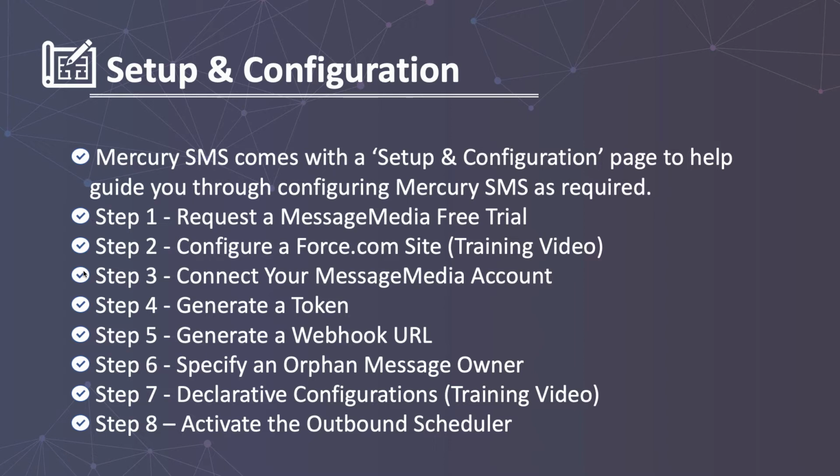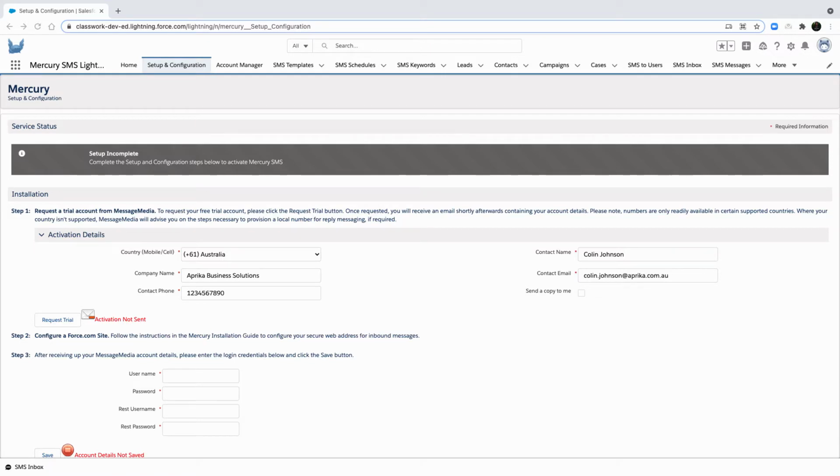Once each of these steps are complete, you will see a green check mark next to the step, which allows you to move on to the next step. The first step will be to request a MessageMedia free trial. You don't need to do this step if you already have a live account with MessageMedia. In this case, you can go ahead and proceed to step number 2.